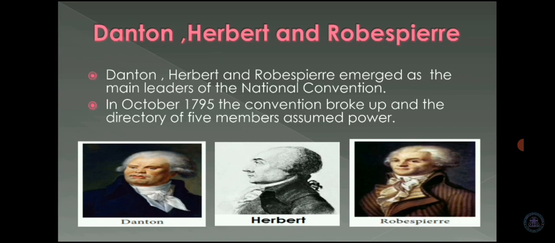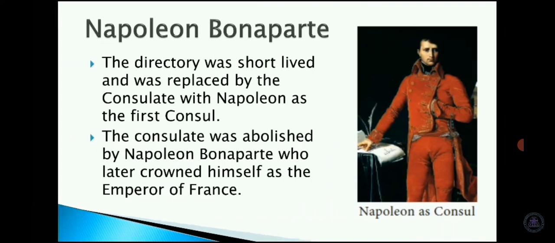In October 1795, the convention broke up and the Directory of 5 members assumed power. The Directory was short-lived and was replaced by the Consulate with Napoleon as the First Consul. The Consulate was abolished by Napoleon Bonaparte, who later crowned himself Emperor of France. The republican ideas and the principles of liberty, equality, fraternity continued to influence generations to come.